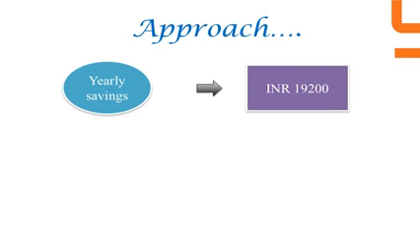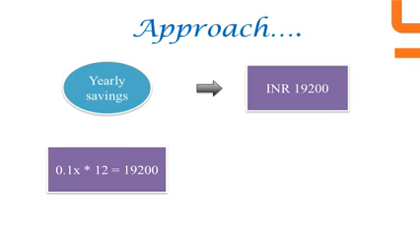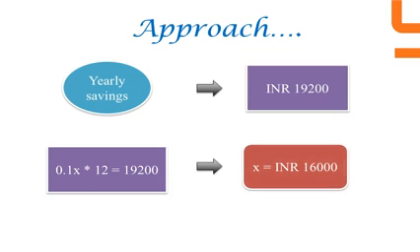But we have already calculated his monthly savings, which is equal to 0.1X. So how can we calculate the yearly savings from that? It will be 0.1X into 12 because there are 12 months in a year. Okay, so 0.1X into 12 can be equated to 19,200. So that is the equation we have got, and you can just find the value of X from this simple equation. Okay, so the answer is X will be equal to 16,000 Indian rupees. That is, his monthly income is 16,000 Indian rupees, which is option C.